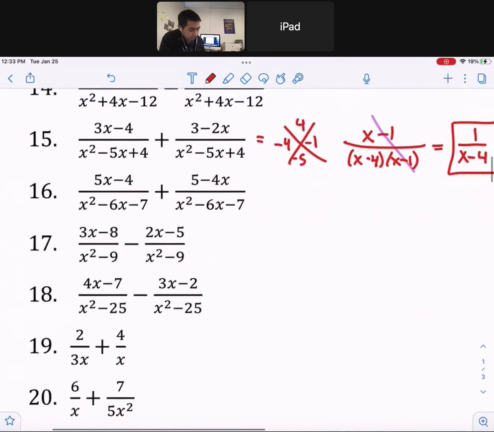17. So both of these are the same. So same denominator, you guys. Both of those can be factored by difference of squares. So x plus 3 times x minus 3. And now we've got to distribute this minus sign to both of these, right?